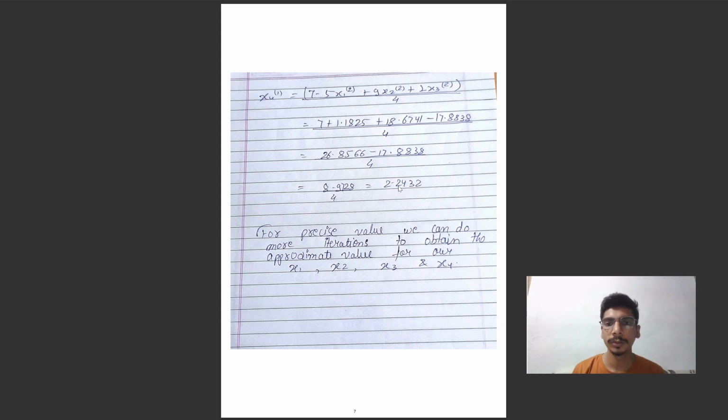So to obtain a precise value, we can do more iterations to obtain the approximate values for x1, x2, x3 and x4. अगर हमको बहुत ही ज़्यादा अप्रॉक्सीमेट वैल्यू चाहिए x1, x2, x3, x4 के लिए, तो हम इसके लिए और आइटरेशंस करनी पड़ेगी, जब जाके हमारा x1, x2, x3 की वैल्यू सेम आएगी और अपन कह सकते हैं कि करेक्ट आएगी.